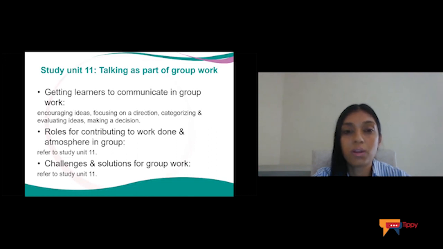When doing group work in the classroom, you may find that certain challenges arise within the group. This study unit provides you with solutions on how to tackle these challenges. For more information regarding talking as part of group work, kindly visit Study Unit 11.